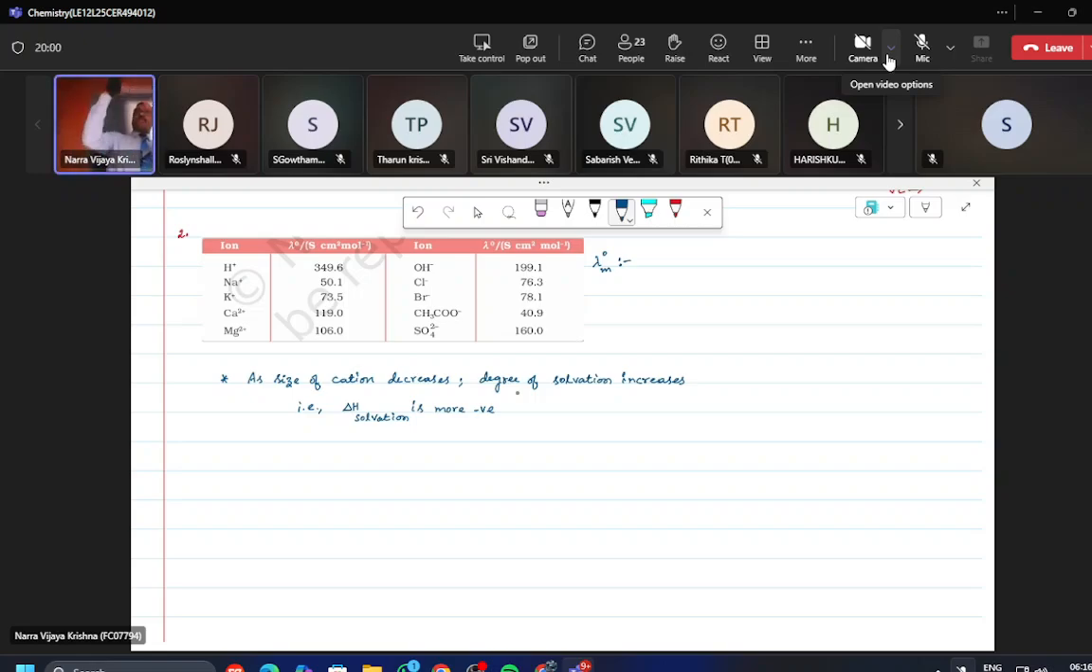If more molecules are surrounding a cation, what is its ability to move towards the cathode? Can it move easily or can't it? That is, the enthalpy of solvation is more negative. And what about its ionic mobility? Less ionic mobility. Correct? So ionic mobility decreases. Therefore, what happens to electrical conductance? Electrical conductance decreases.